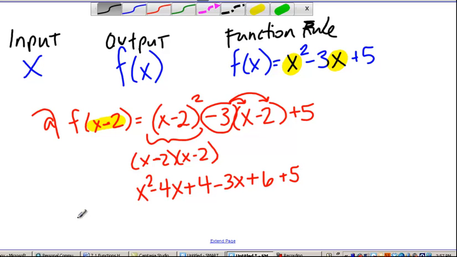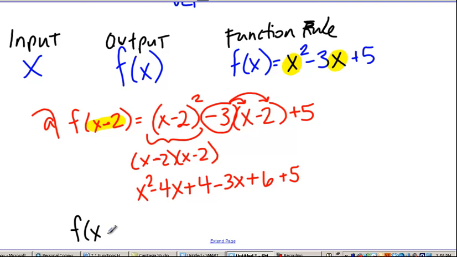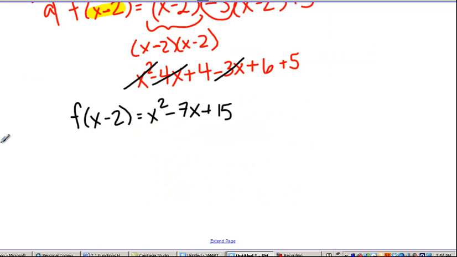So f of x minus 2 equals x squared minus 7x plus 15. Okay, you're going to have some more practice problems on that tomorrow.